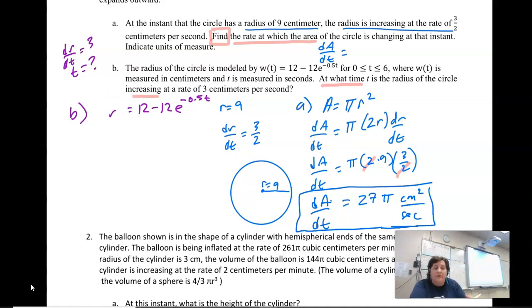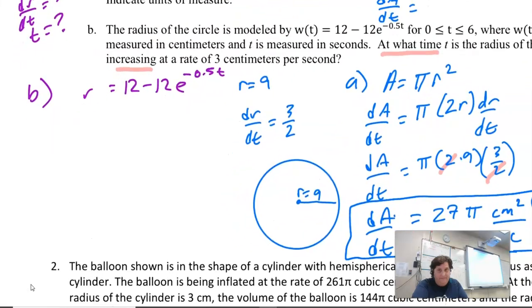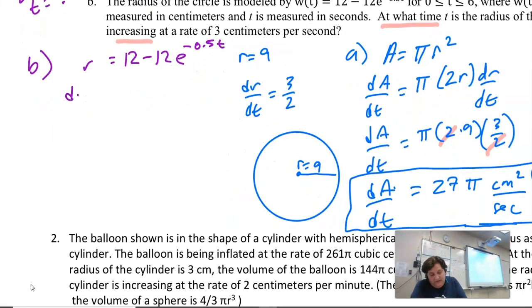Okay. So now I'm going to take the derivative with respect to time. dr/dt, 12 is a constant. That's going to go away. Negative 12 is a constant attached to the e, so that'll stay in front. And then the derivative of e, you guys remember, is e to the negative 0.5t times the derivative of the exponent because of chain rule. The derivative of the exponent is negative 0.5.